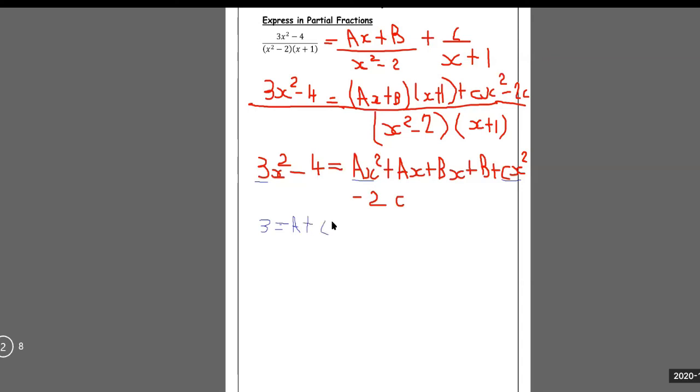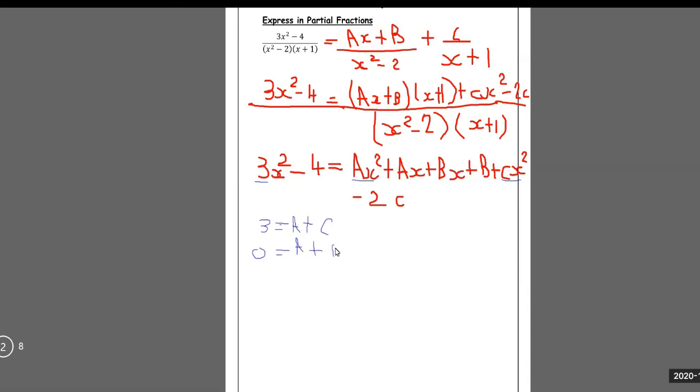Now what's the next thing? You need to equate your coefficient of x. You notice we have a 0x, and we have ax plus bx right there. So 0 is equal to a plus b. Smooth and nice so far.